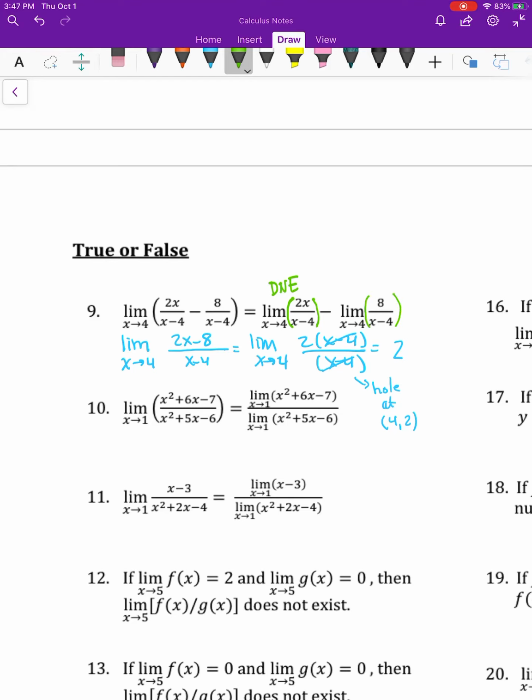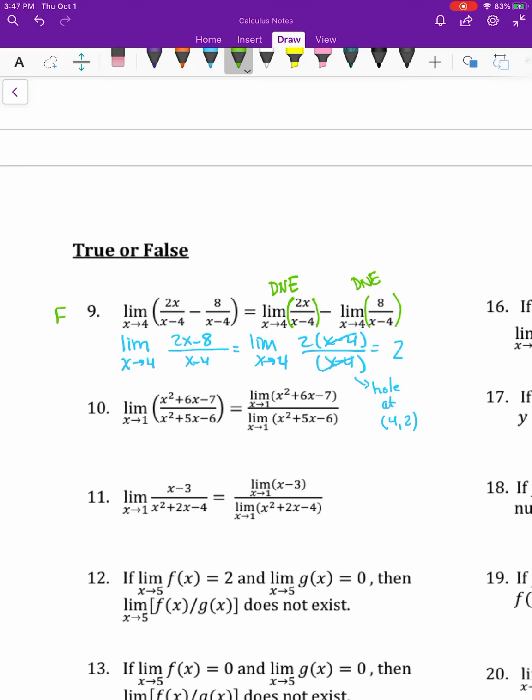And then the same thing on this side, you're approaching a vertical asymptote. So this limit, again, is not going to exist. And so you can see that this is not true. These are not equal. So that statement was false, okay? That was a false statement there because that is not an equality.